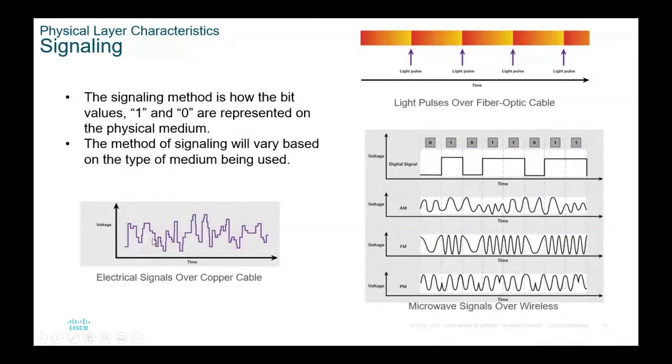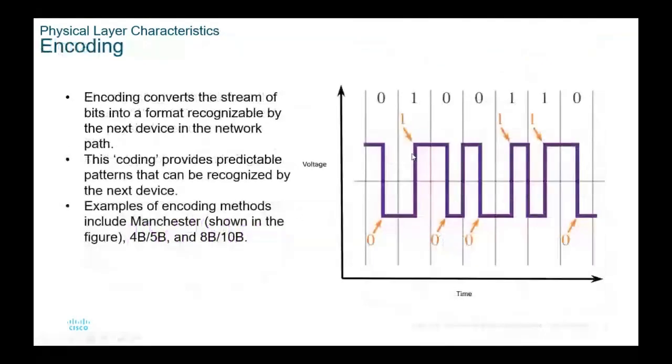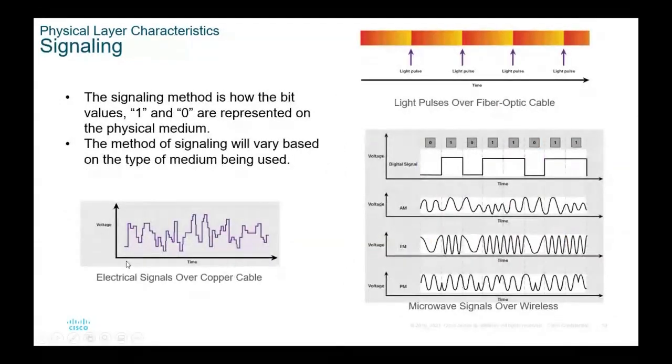So this is actually what it looks like. Signaling method is how the bit values, ones and zeros, are represented on a physical medium. The method of signaling will vary based on the type of medium. This is what an electrical signal actually looks like in reality. Remember, I said there's no such thing as these nice sharp lines, because in the real world there's interference coming from all over the place, and you've got something like this.